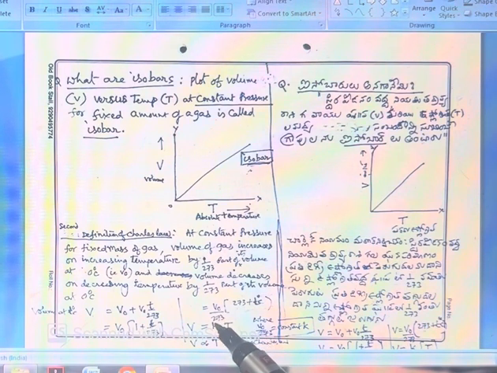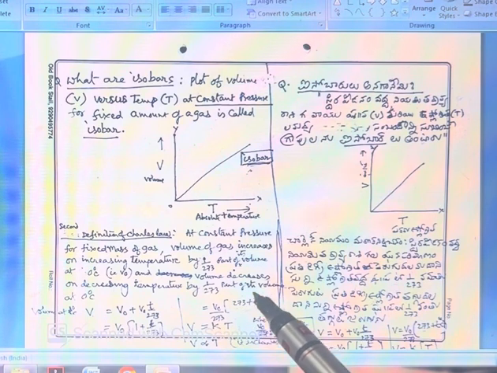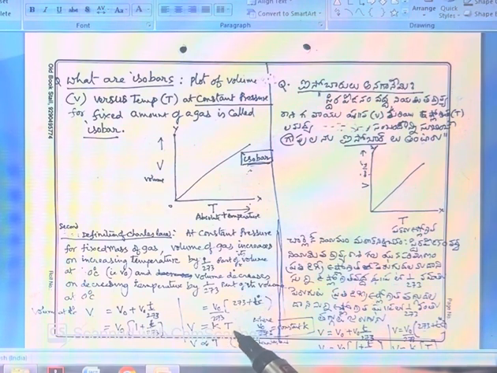V0 is a constant, the volume at 0 degree centigrade, and 273 is a constant. So this factor is also a constant, let it be K. V is equal to K into capital T, V is equal to KT. If you remove the K, V is directly proportional to T. This is also Charles' law.